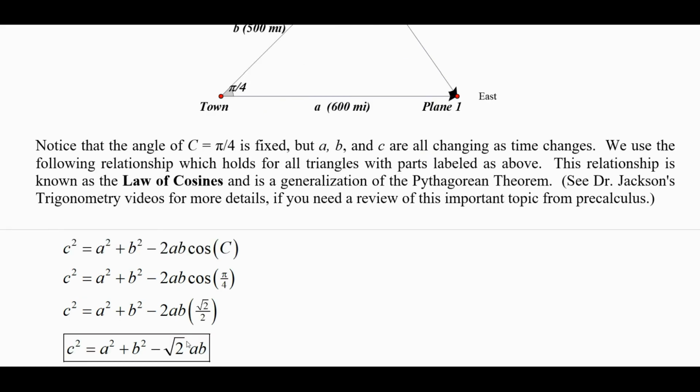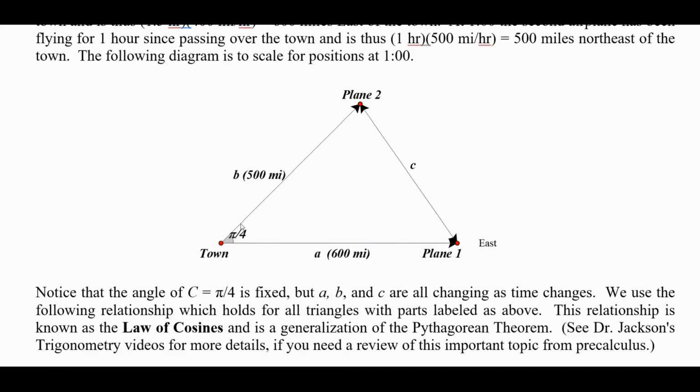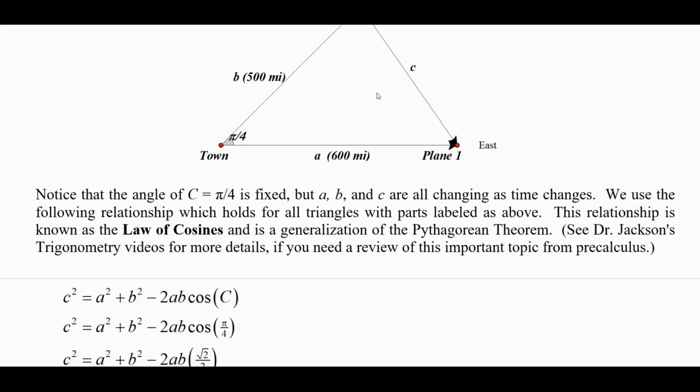The law of cosines says c squared equals a squared plus b squared. That's the Pythagorean theorem. Minus this correction term, minus 2ab cosine of angle c. Angle C is the one across here. Okay, where A, B, and C are the lengths of the sides.